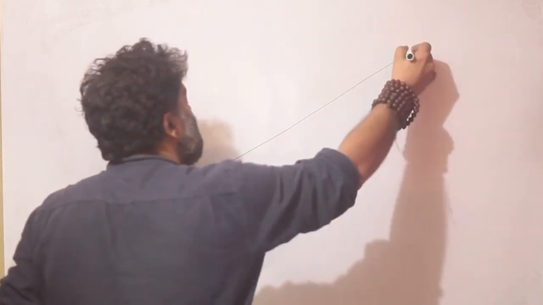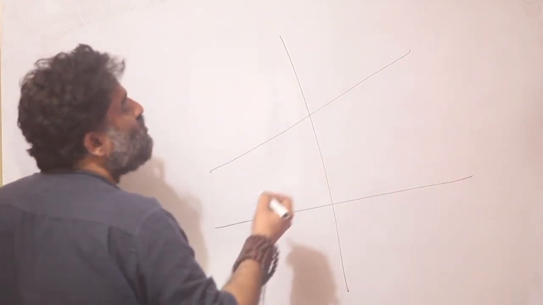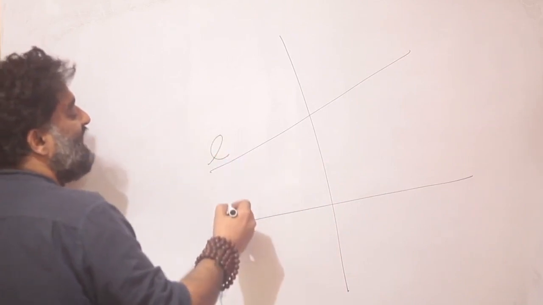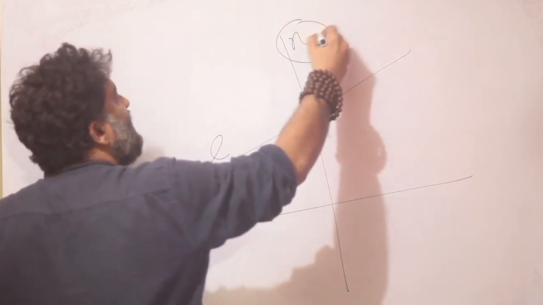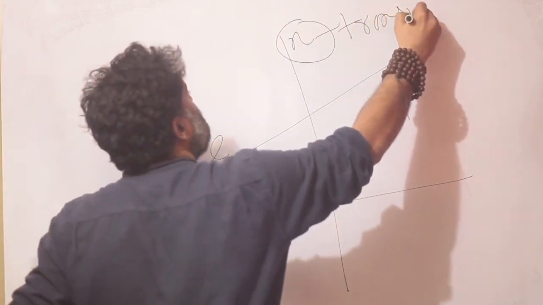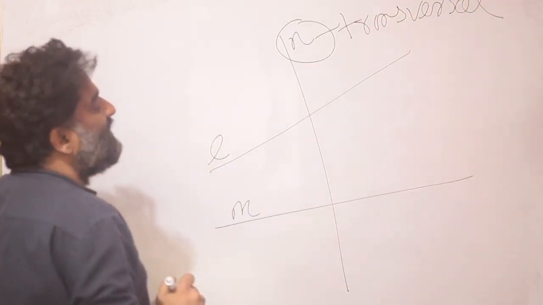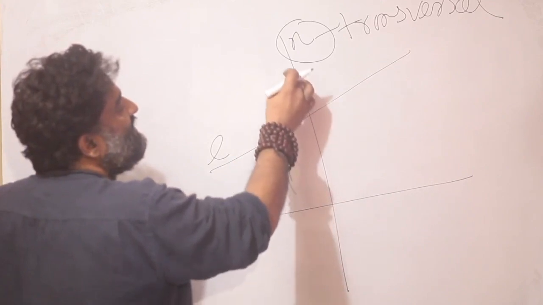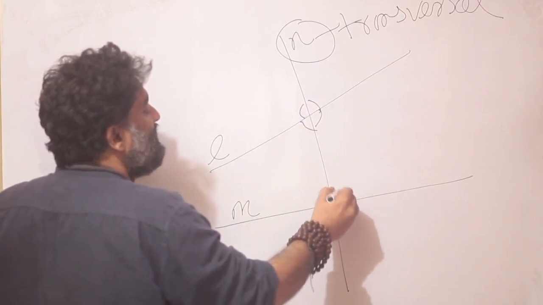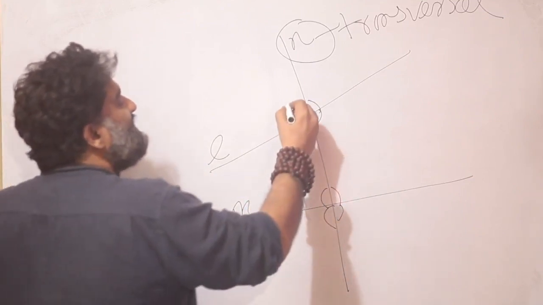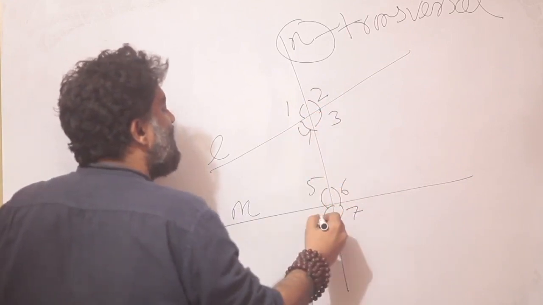First of all, what do I mean by a transversal? A transversal is a line cutting across two or more lines. So say this is line L and this is line M and this is line N. So in this story, N is the transversal line cutting across lines L and M. Now the moment I do that, remember when one line was cutting another line, I was getting 4 possible angles. Now I've got 8 possible angles. So let me name them also: 1, 2, 3, 4, 5, 6, 7 and 8.